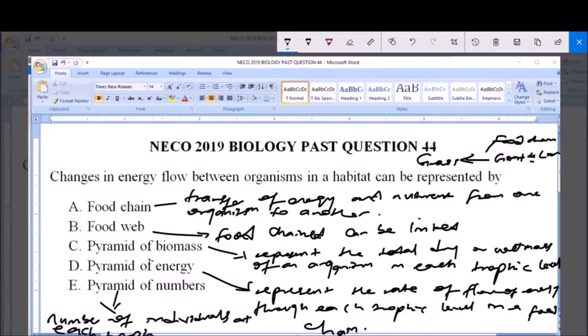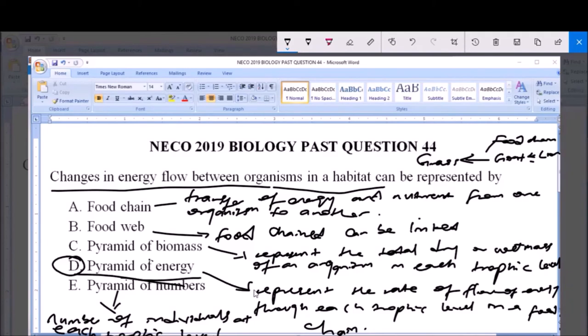Now let's go back to the question. The question says changes in energy flow between organisms in a habitat can be represented by. Like I told you, food chain simply refers to the transfer of energy and nutrients from one organism to another. Now, pyramid of energy, which represents the rates at which energy flows from one organism to another, can also be seen to represent the changes in energy flow between organisms in a habitat.